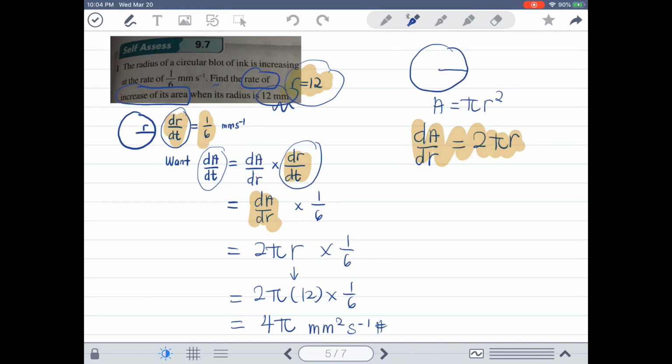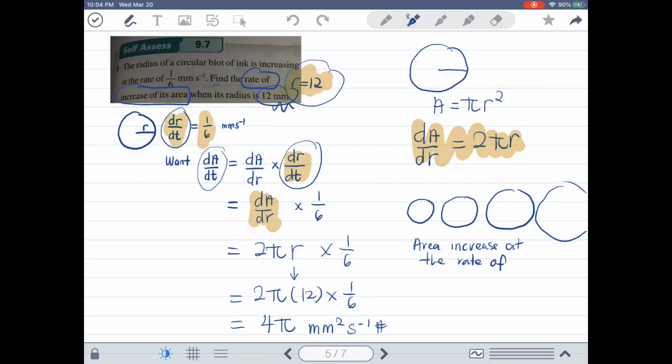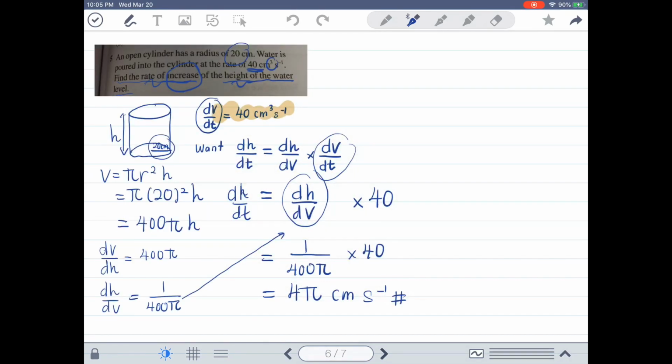In illustration, we can see that if you have this circular blot, it will increase and it will increase and it will increase. The area will increase at the rate of 4 pi millimeter squared per second. Okay, that's what the question is all about. Okay, let's move to one more question.